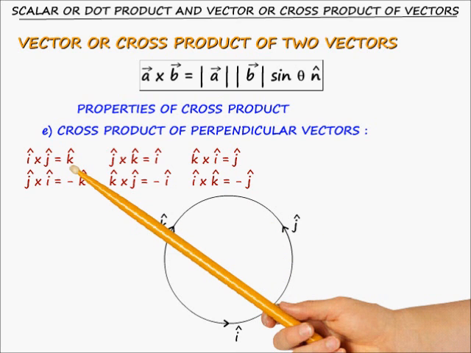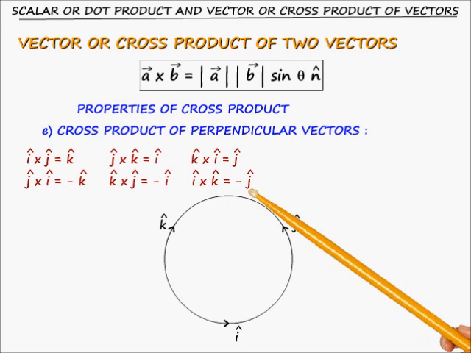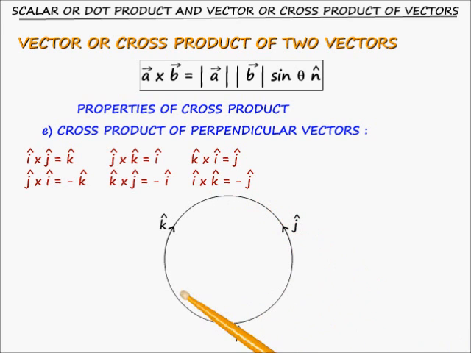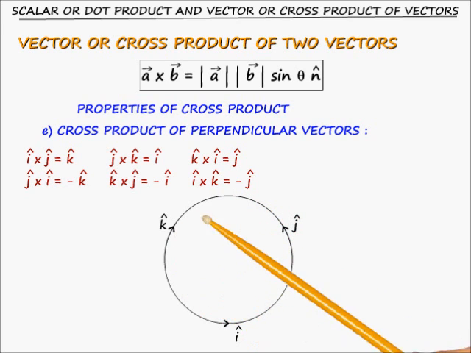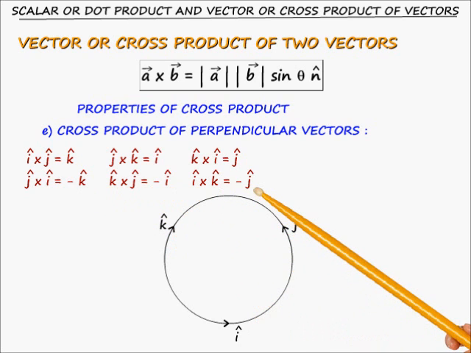In the next three, the sequence is jik, kji and ikj, and these sequences all follow a clockwise sequence in the circle. Clockwise means negative by convention, so the result in these three is negative.